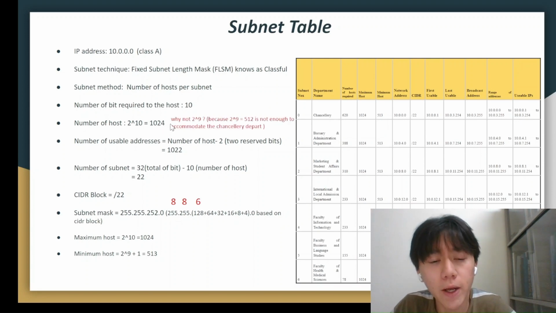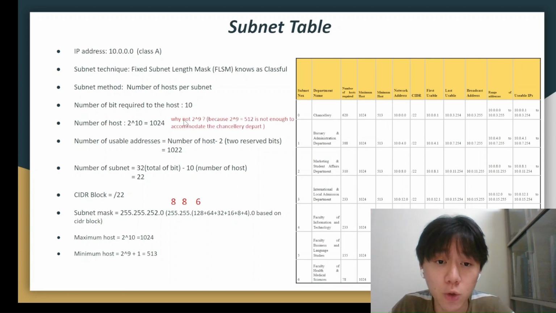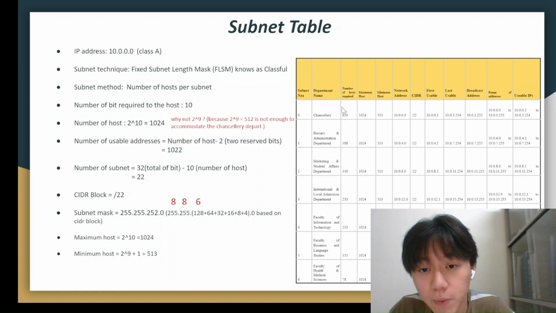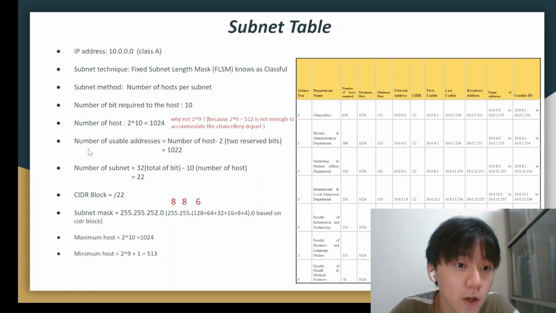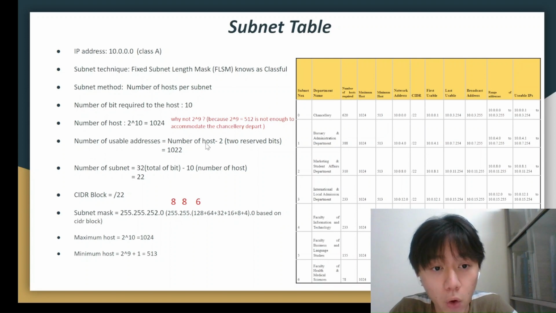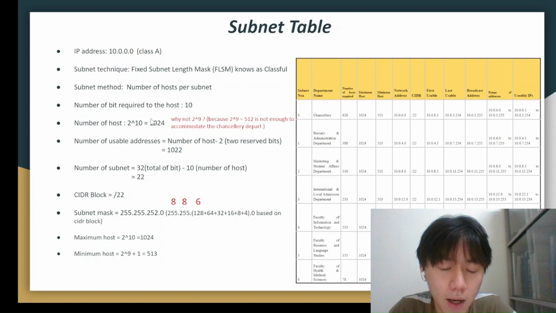Now the question: why can we not use 2 to the power of 9? It is because 2 to the power of 9 is 512, which is not enough to accommodate the Sensory department, which requires about 620 hosts. When calculating the number of hosts, we need to find the largest host requirement among all departments, and Sensory is the largest at 620. The number of usable addresses is the number of hosts minus 2, where the 2 are reserved for the network ID and the broadcast address. So you get 1022.